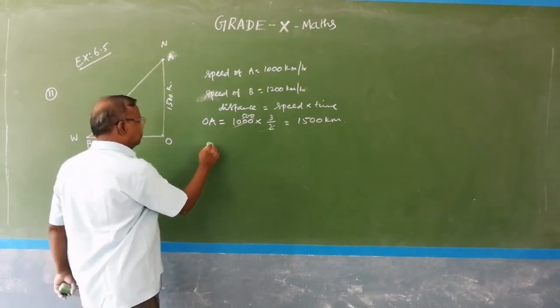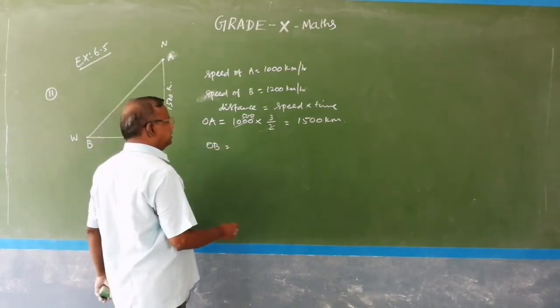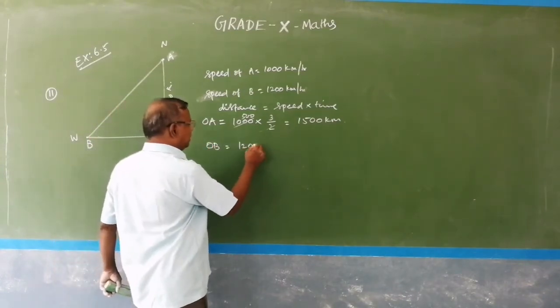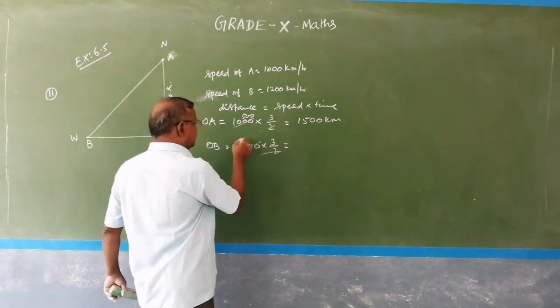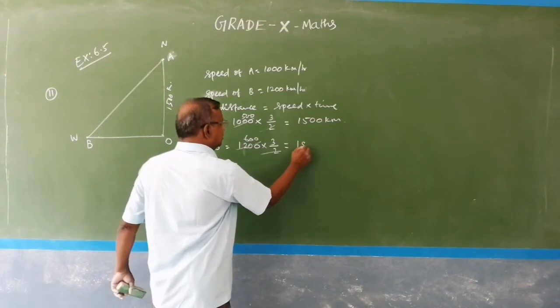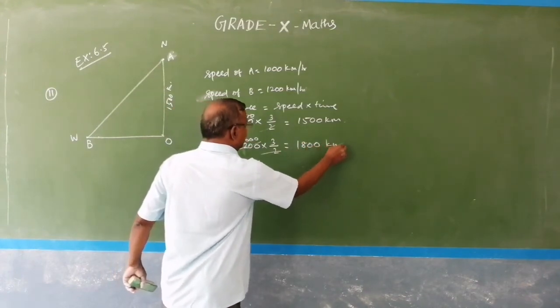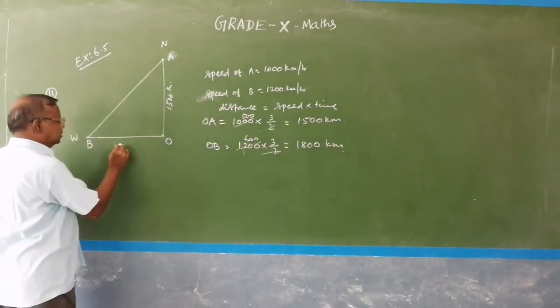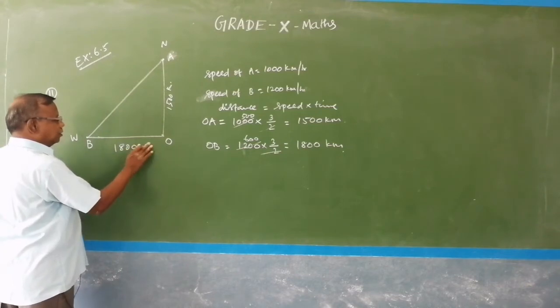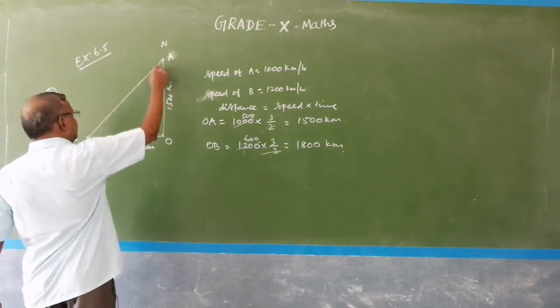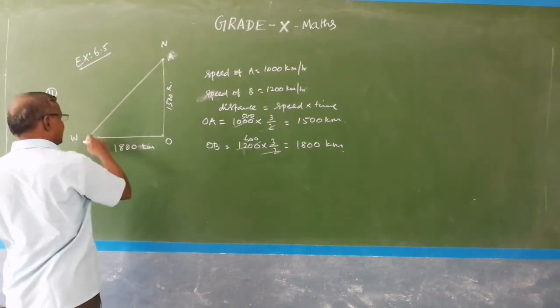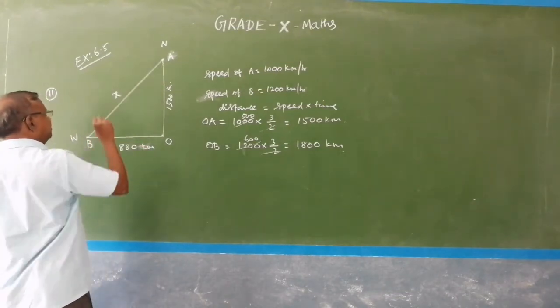Similarly OB is also speed into time. Speed is 1200 into time 1.5 hours, 3/2. This is nothing but 1800 kilometers. So OB equals 1800 kilometers. Now they are asking how far apart the flights A and B are after 1.5 hours, let it be x.